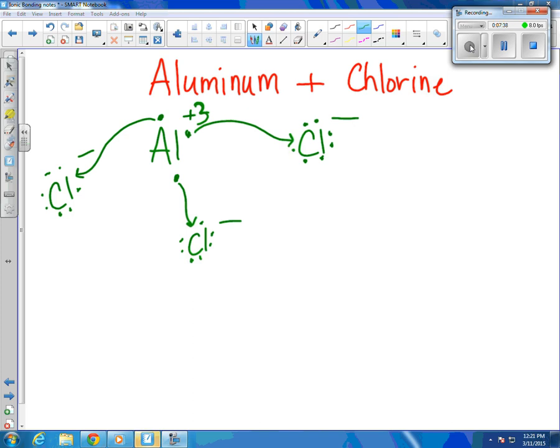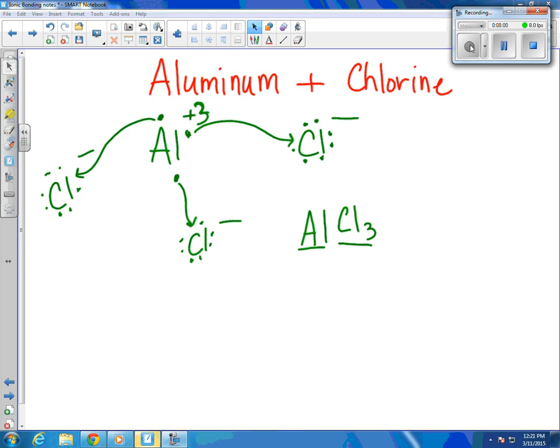Then I just have to write my compound. I'll write my metal first, Al. How many is there? 1. So if I don't write a number, 1 is assumed. How many chlorines are there? It is 3. So this is aluminum chloride. Okay. Any questions about this?